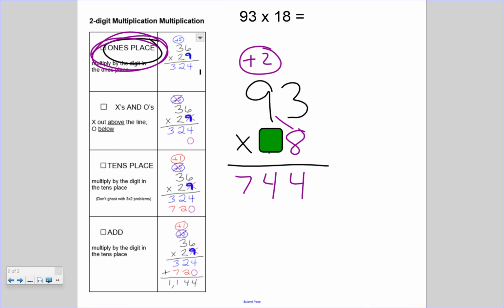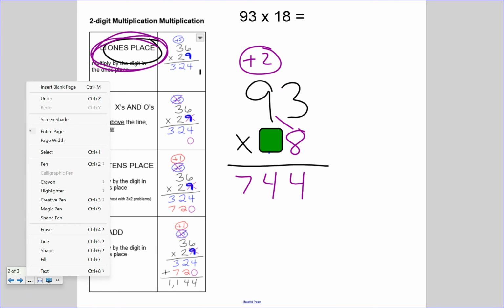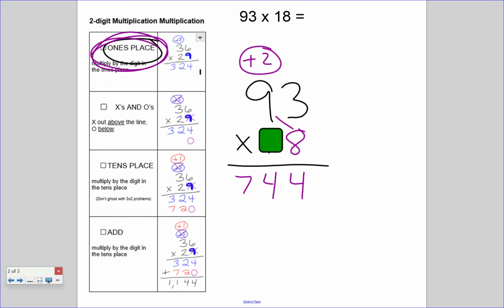Now, the easiest step to do is X's and O's, but it's also the one that is most forgotten. X's and O's, if you don't do them, your answer will be wrong. X's and O's, if you don't do them, you will end up with a big Bob mistake. So the X's go above the equal sign. We're going to X out anything we're done with. We're done with the digit in the ones place, and we're done with anything it created.